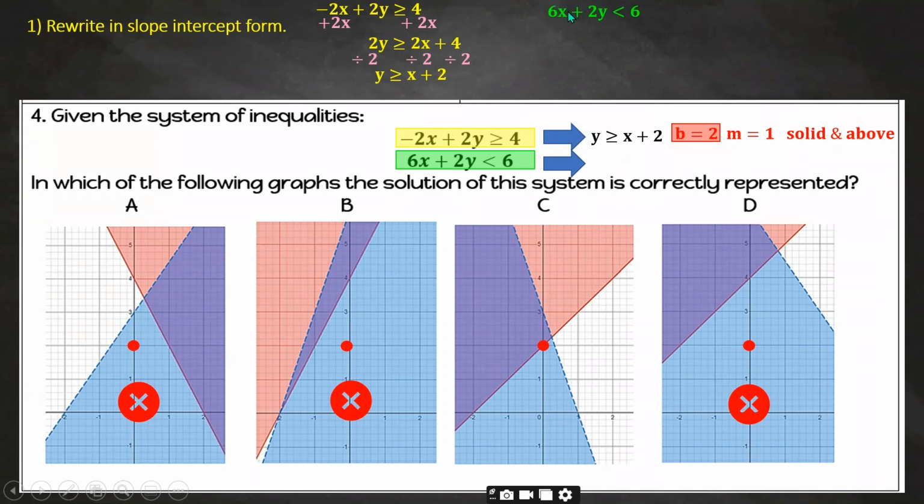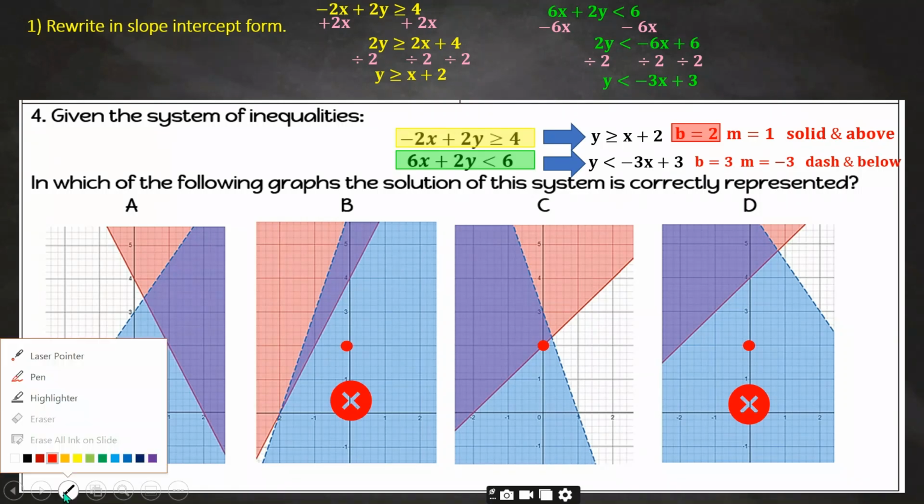So I'm going to follow the same steps. I have 6x plus 2y is less than 6. I'm going to subtract 6x from both sides. 2y is less than negative 6x plus 6. And then I have to divide all terms by 2. So that becomes y is less than negative 3x plus 3. So in this scenario, my y-intercept is equal to 3.